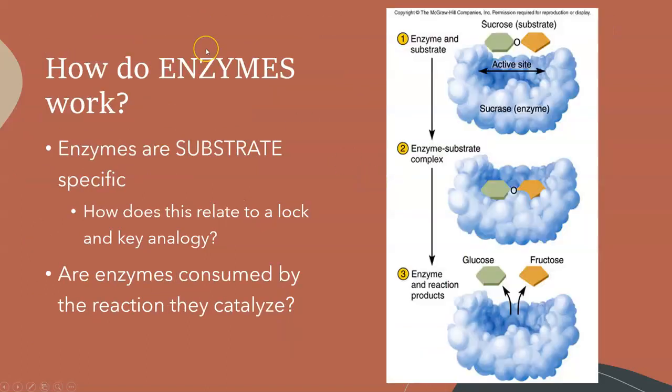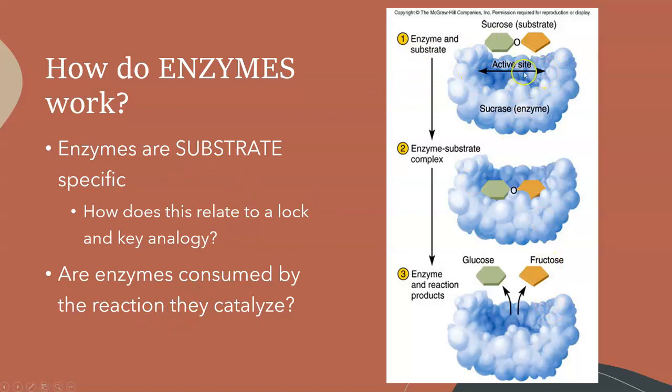Okay? So how do enzymes work? Well, enzymes are substrate specific, and what that means is that a specific enzyme only works on a specific substrate. You can think of it as a lock and a key. The substrate is your key, the enzyme is your lock. One key only goes into one lock. So sucrase is the enzyme that will take sucrose, which is just table sugar, and break it down into glucose and fructose.